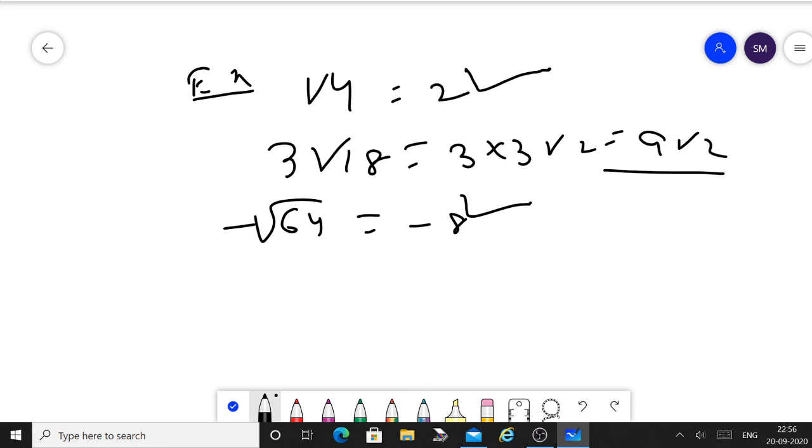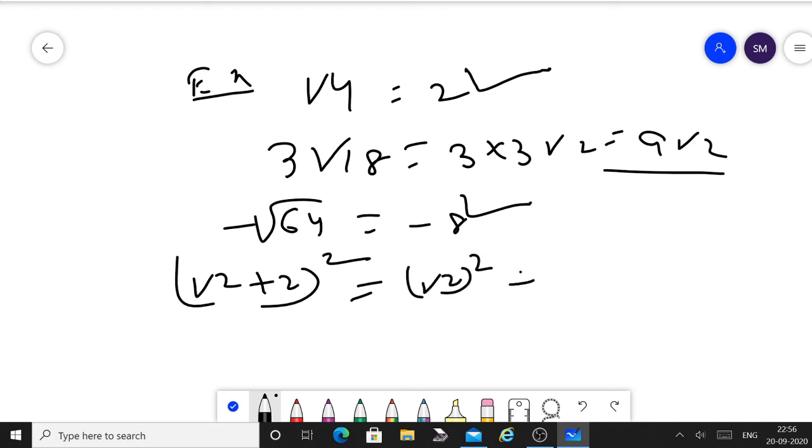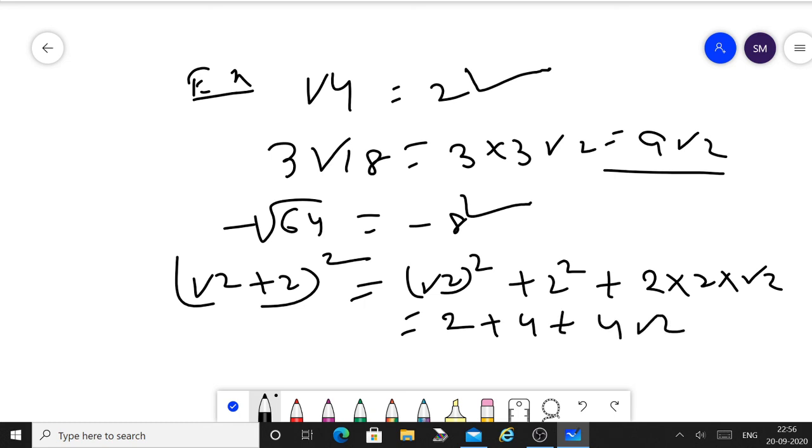Then whether root 2 plus 2 whole square is rational or irrational. Let us find out. (a plus b) whole square is a square plus b square plus 2ab. Then root 2 square is 2, plus 4, plus 4 root 2. This is 6 plus 4 root 2. This is an irrational number.